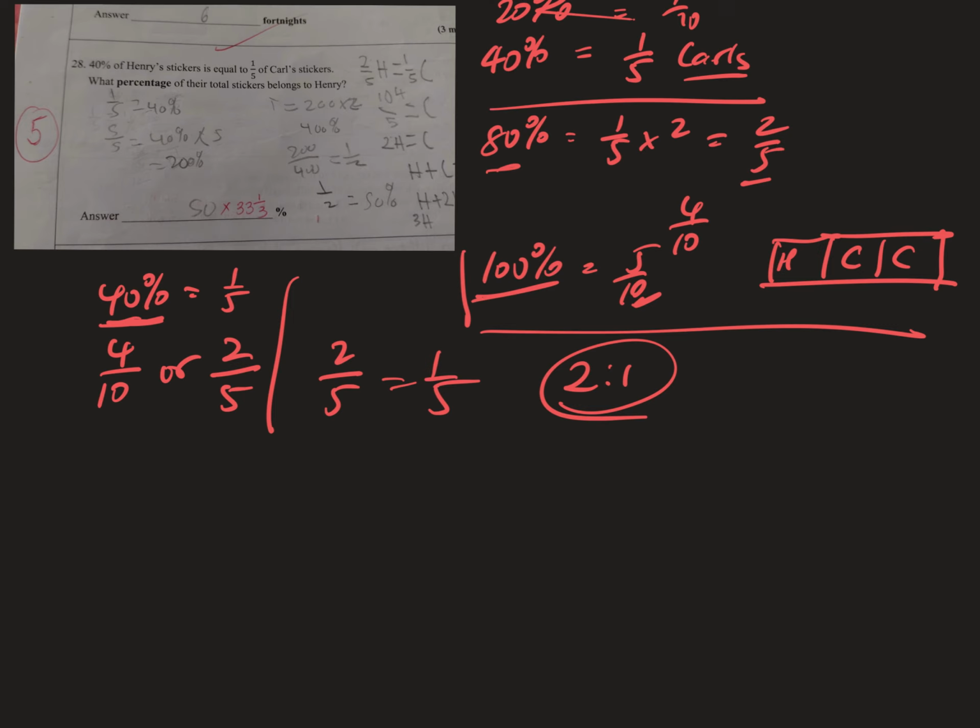So what percentage of the total stickers belong to Henry? If Henry is basically a third, it will just be a third multiplied by 100% over 1, which will be 33 and a third percent.